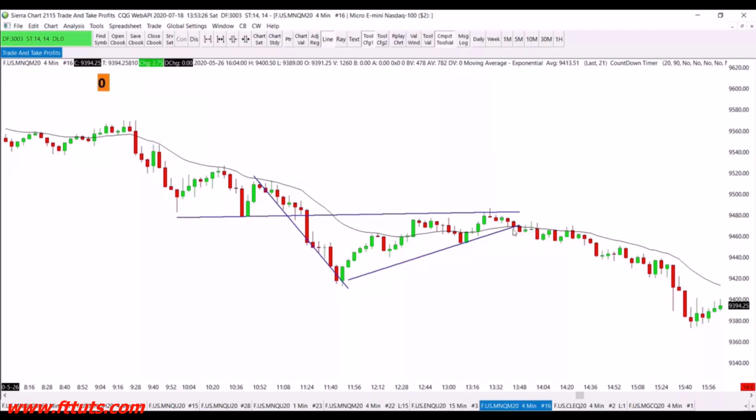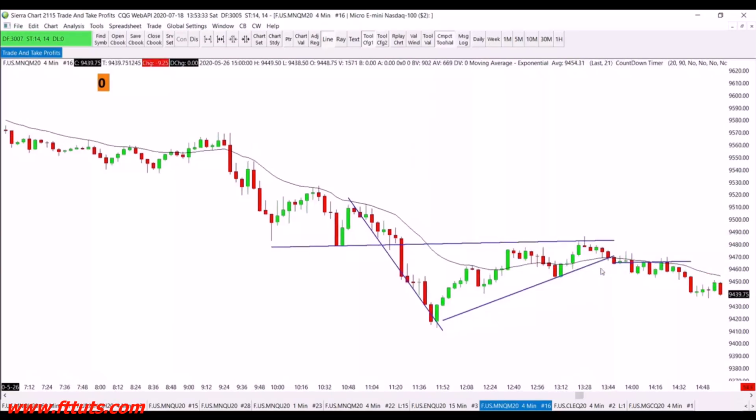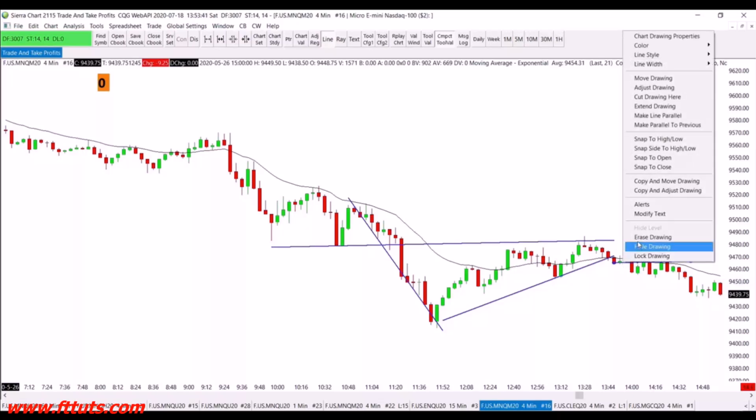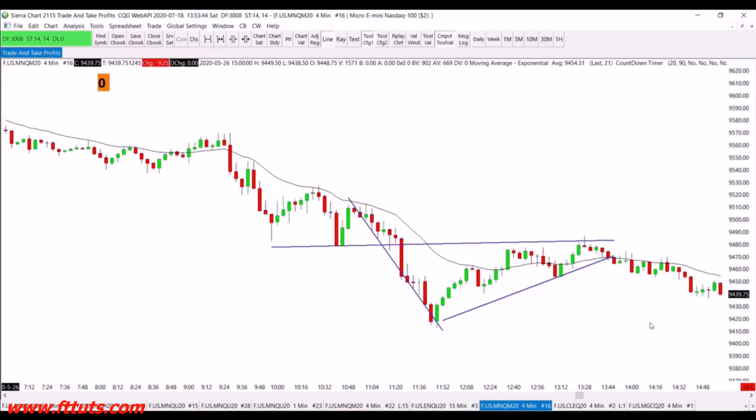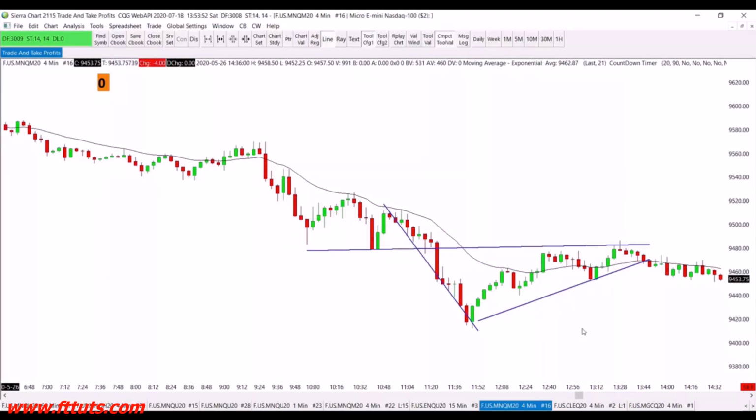This horizontal line right here, and we're drawing horizontal lines off of swing highs and swing lows, remember that. So any type of pullback, let me erase this so you guys can see. This is a pullback right here because the market went down and went back up. Even if it's one candle, it's still a pullback. Any pullback will create a swing high or a swing low.